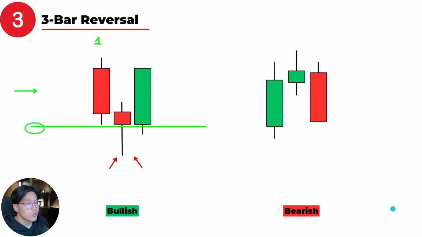But the most bullish 3-bar reversal is when price actually closes above its first candle. When price closes above its first candle, that is the strongest 3-bar reversal. Whereas if it doesn't close above its first candle, it's still a strong 3-bar reversal, but not as strong as if it closed above that first candle.